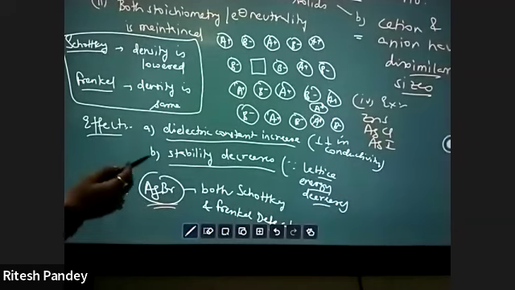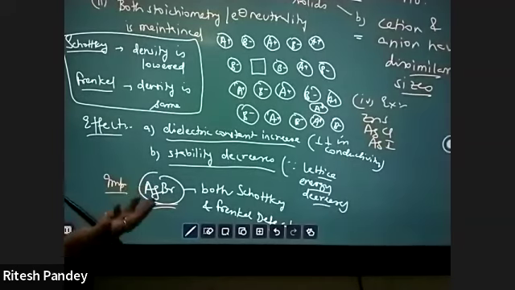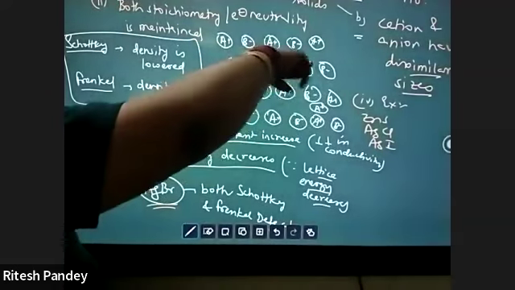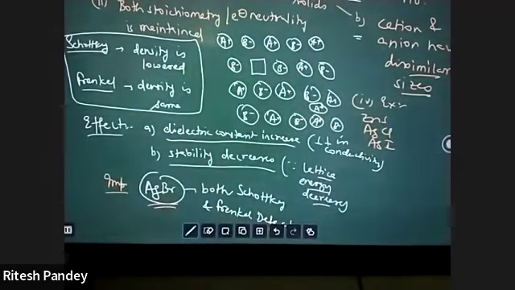A common effect is any kind of imperfection will decrease conductivity, increase dielectric constant, will cause lattice energy to be lowered and stability to be decreased. But here, because the ratio of cations and anions is equal, we call it stoichiometric.